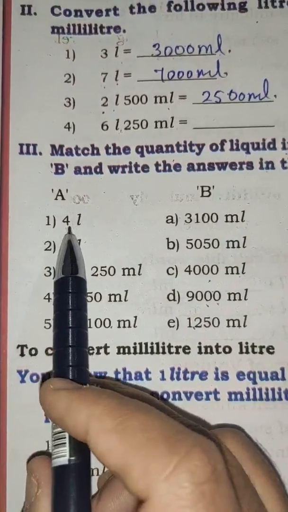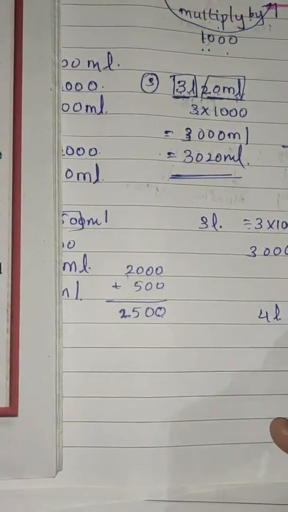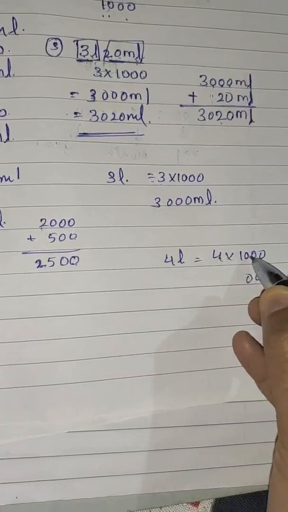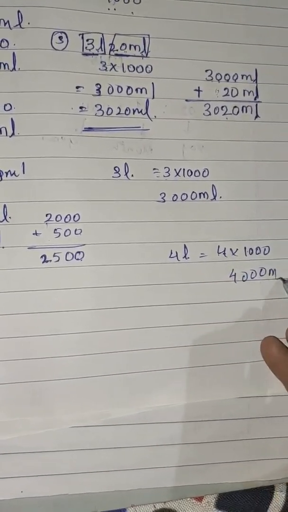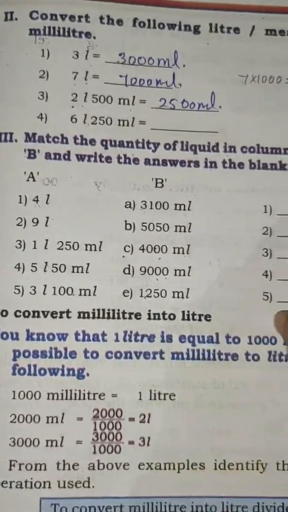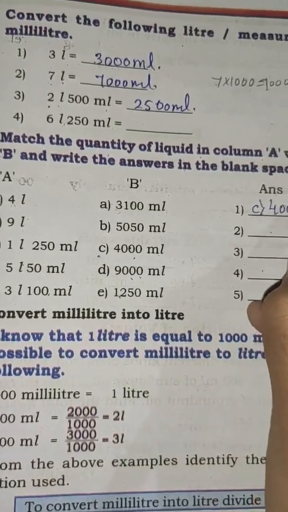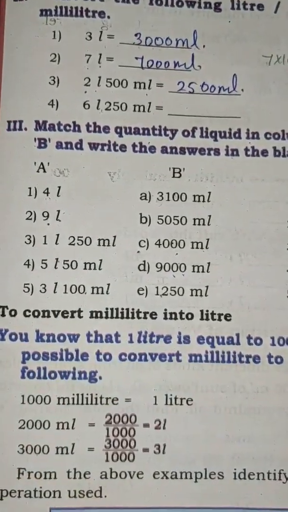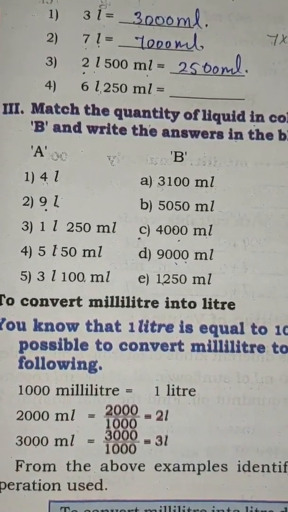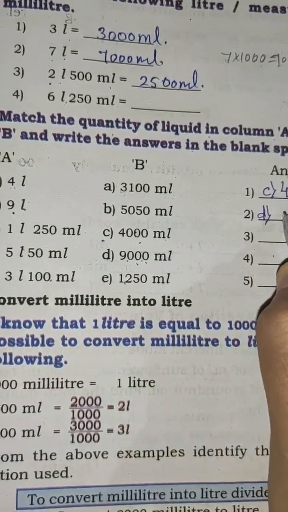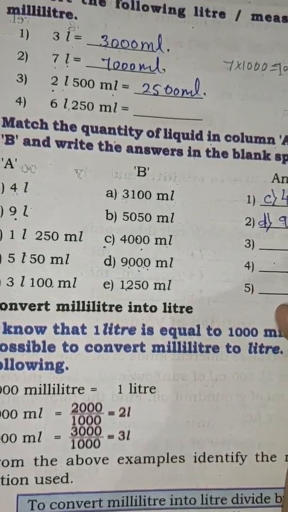So 4 liter. 4 into 1000. So here 4L means 4 into 1000. 4 ones are 4. So it is 4000 milliliter. So where is 4000 milliliter here? Here it is. C. Right. So we'll write here C, 4000 milliliter. Okay. Next is 9 liter. 9 into 1000. So it will become 9000 milliliter. So where is the 9000? Here. So D is the right answer. So we'll write D, 9000 milliliter.